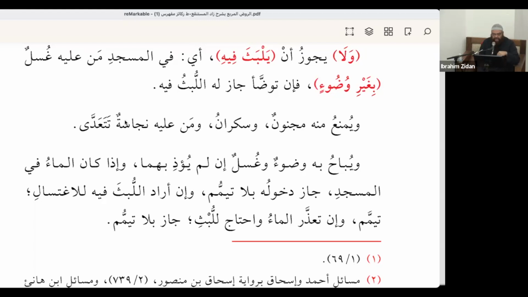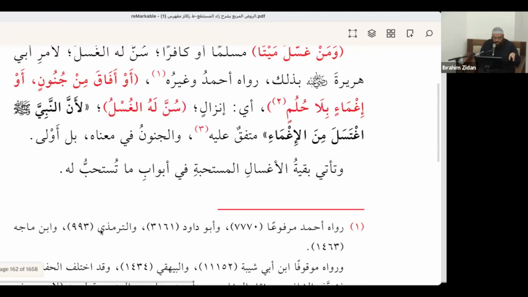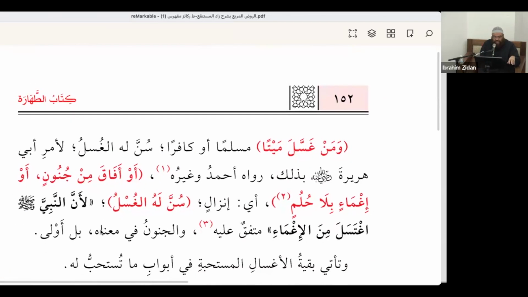وَإِنْ أَرَادَ اللُّبْثَ فِيهِ لِلِاغْتِسَالِ. If he wants to stay, al-lubth is to stay now in the masjid, not just walking in the masjid to go to take a shower. إِنْ أَرَادَ اللُّبْثَ فِيهِ, but he wants to stay there to make اغتسال. If he makes wudu, what is the ruling here? That's fine, stay. But there's no water. He did not make wudu.